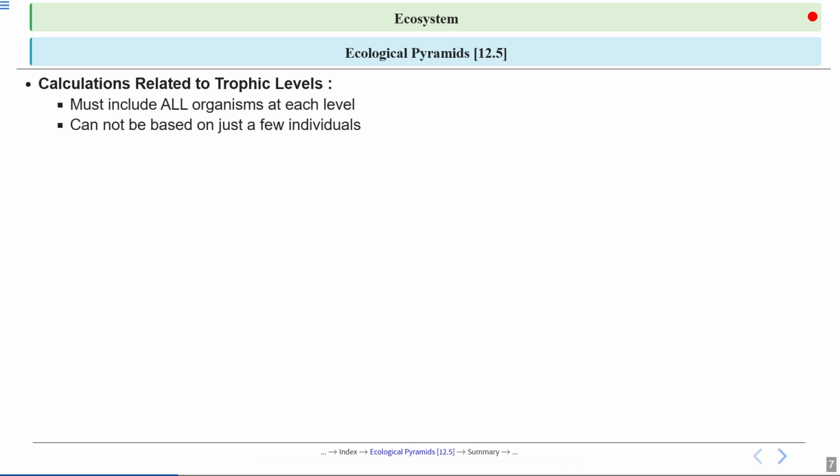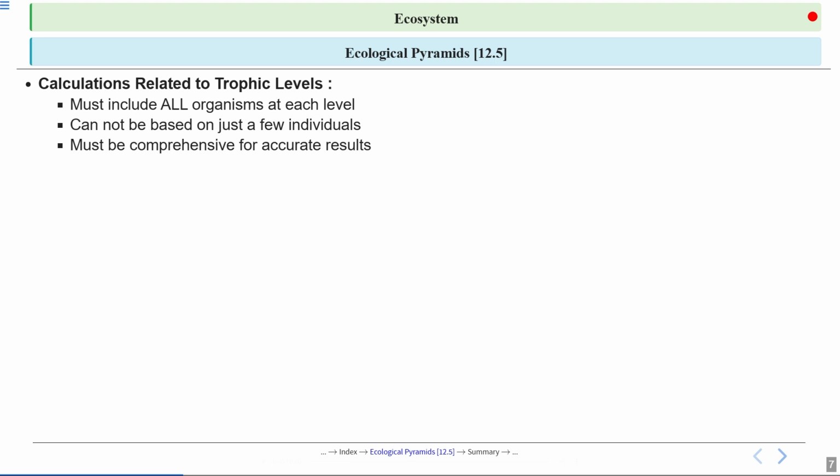Now, it cannot be based on just a few individuals. This we have discussed. It means that you cannot generalize for an entire ecosystem based on a small sample. You must gather information from a large representative sample to understand the whole population. So imagine you are studying an ocean ecosystem. You cannot just catch 2 fish and decide their size represents all fish. Instead, you must measure many individuals to get an accurate average size for that population and see how much biomass they contribute to the trophic level.